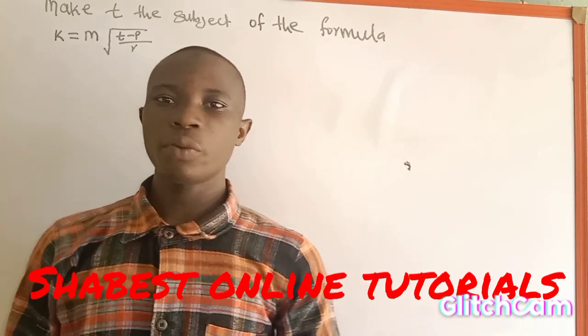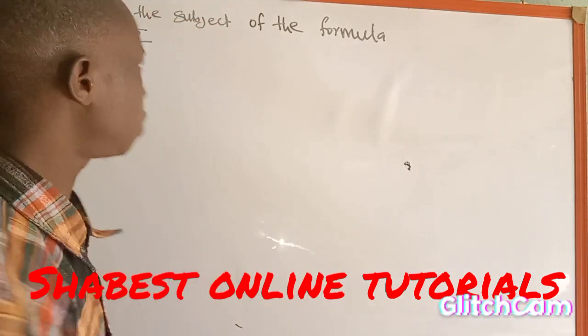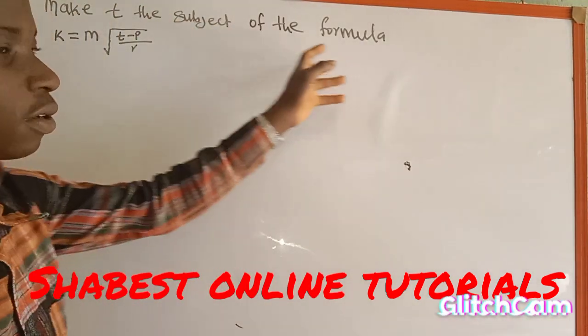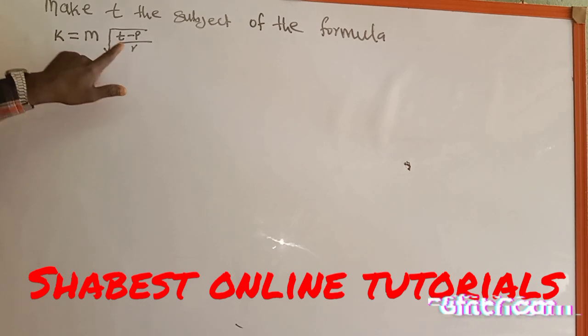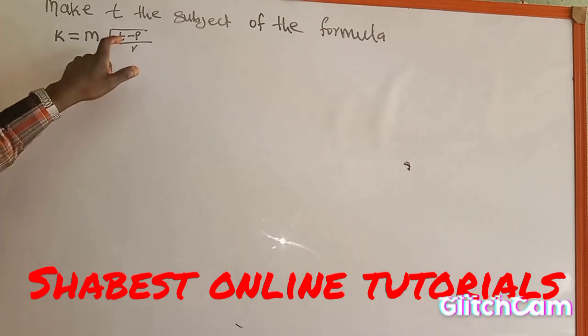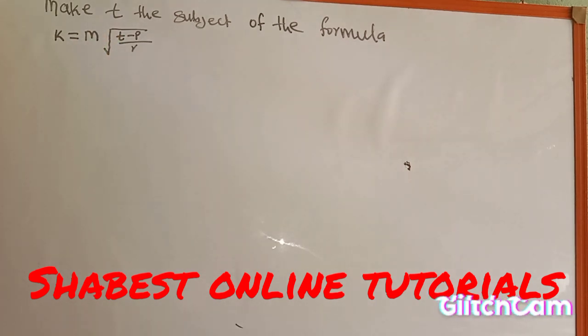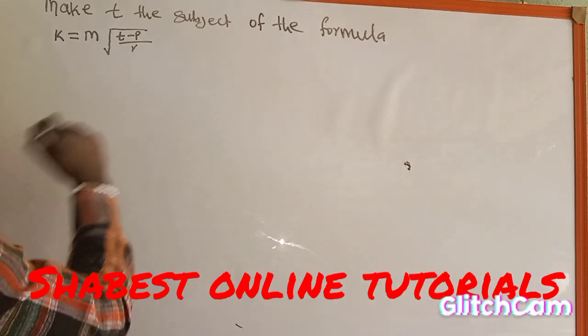In today's tutorial, we are going to provide a solution to this question on the board. The question says we should make t the subject of the formula: k equals m times the square root of (t minus p) all over r. It looks very difficult, but it's very simple. So I will show you how to make t the subject of the formula.